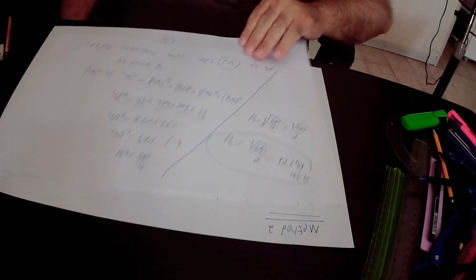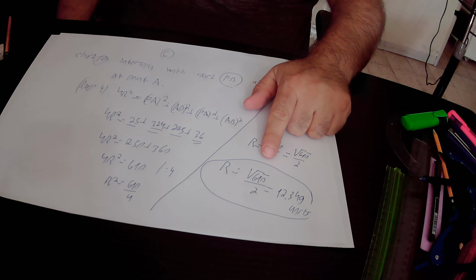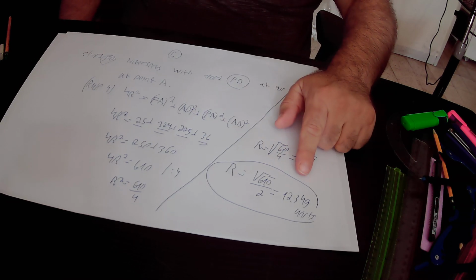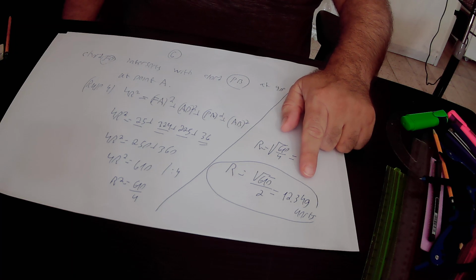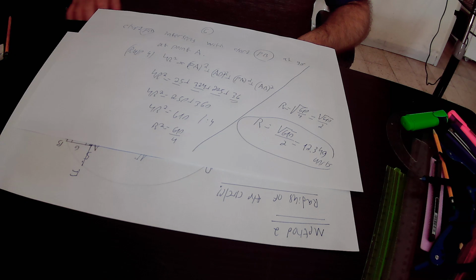So in conclusion, the radius of this circle equals the square root of 610 over 2 units, or in terms of numbers, it is equal to 12.349 units. Okay? And that is the answer to the question according to the second method.